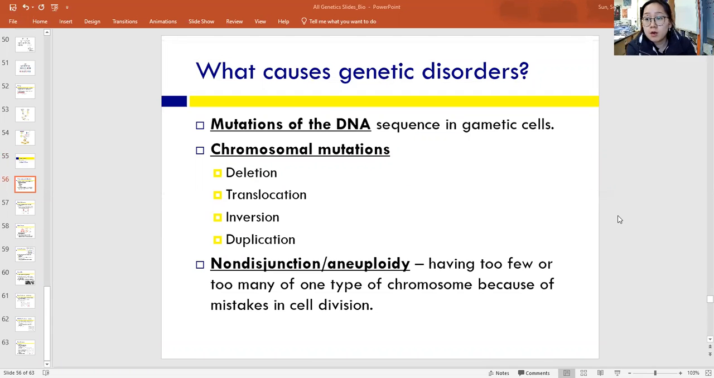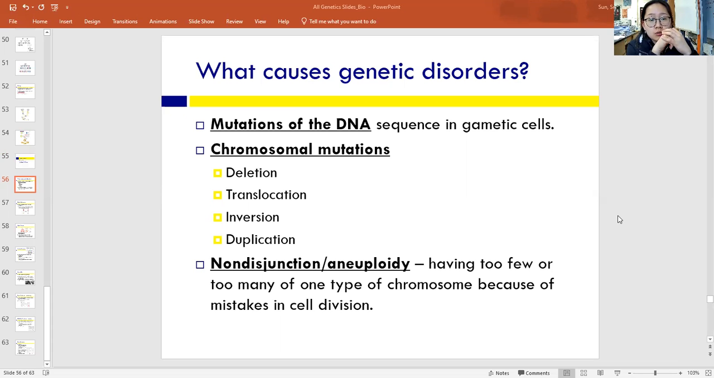Like I said, some of them are caused by mutations of just the DNA sequence inside of the cell. And the reason it gets passed on is because it's in the gamete. And if it's just in you and it won't be passed on, then it's in the somatic cell of the body cell. They can also be caused by actual chromosomal mutations where sections are deleted, where sections are swapped between two different chromosomes where they're not supposed to be, when sections of chromosomes are accidentally inverted.